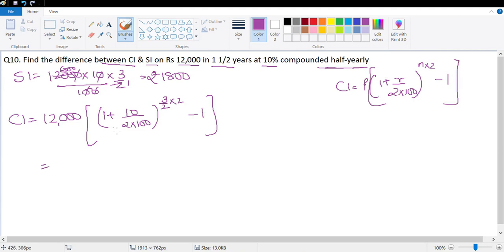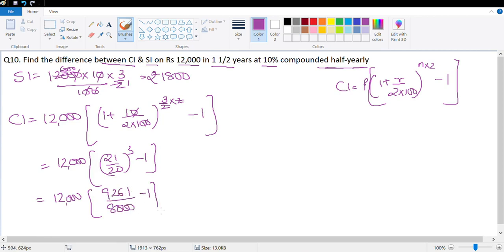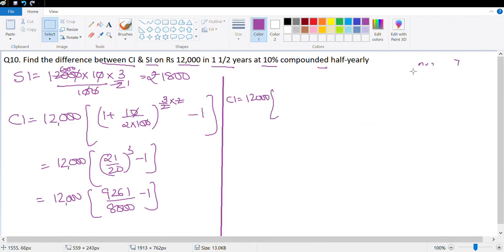Let's go ahead and solve it. So this is 2 and 2 get cancelled. This is 0 and 0 get cancelled. So what we have is 12,000 times, that's 21 upon 20 cube minus 1. That's 12,000 times 21 cube is 9261. 20 cube is 8,000 minus 1. Which means compound interest is equal to 12,000 times, let's just erase what I had written in the formula so I have clear space to write. Done. So this is 12,000 times 9261 minus 8,000 upon 8,000.